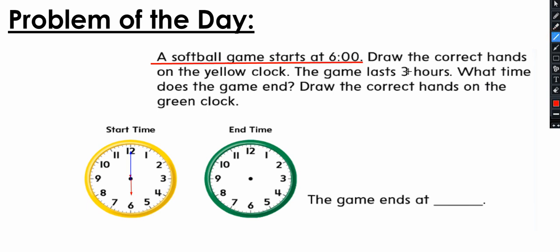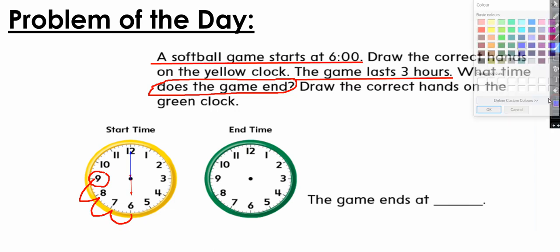Then it says the game lasts 3 hours. What time does the game end? We need to find out what time does the game end. So if it started at 6 and it lasted 3 hours, that means we have to count the hours. 1, 2, 3 hours. So it ended at 9 o'clock. So the end time will be 9 o'clock.